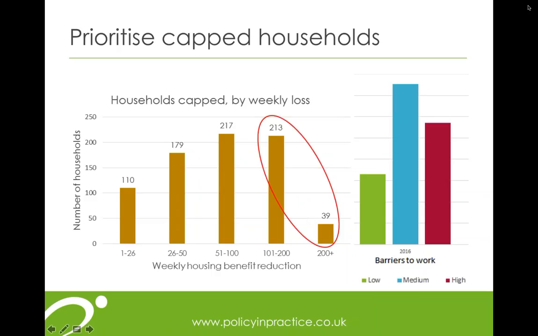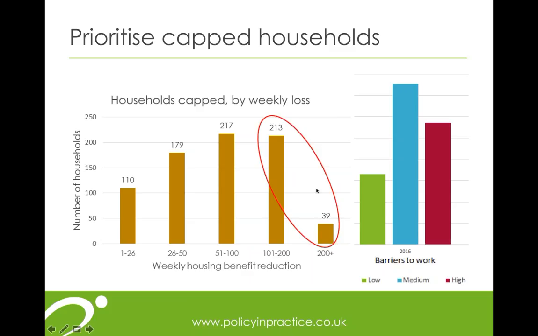What that might enable you to do, and what it's enabled Croydon to do, is to prioritise those households that are capped. So these are two charts that Croydon received. You can see here the weekly housing benefit reduction and the number of households. So there's about 252 households here that are seeing a benefit reduction of over £100 per week. So you might want to prioritise and target your support here.